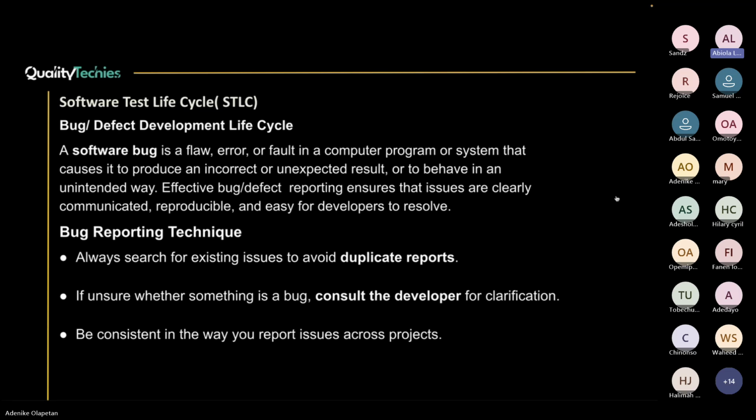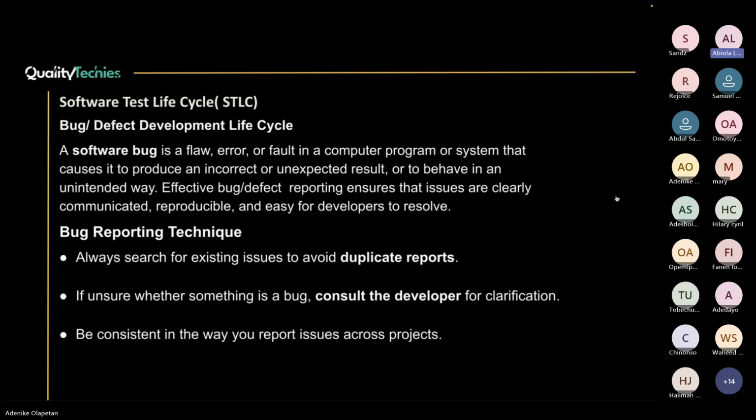So, bug reporting technique: always search for existing issues to avoid duplicate reports. Because we are QAs, we don't want developers to feel like this is a knowledge gap. In my years of experience, I've seen a lot of cases where developers come back to a QA and say it's a knowledge gap. So as a QA, you have to be firm enough to say, okay, this is the defect I found and it is unique to this feature. It's not like I found it and I'm now creating another one that looks like it. Our defect must be unique and we don't want to duplicate.